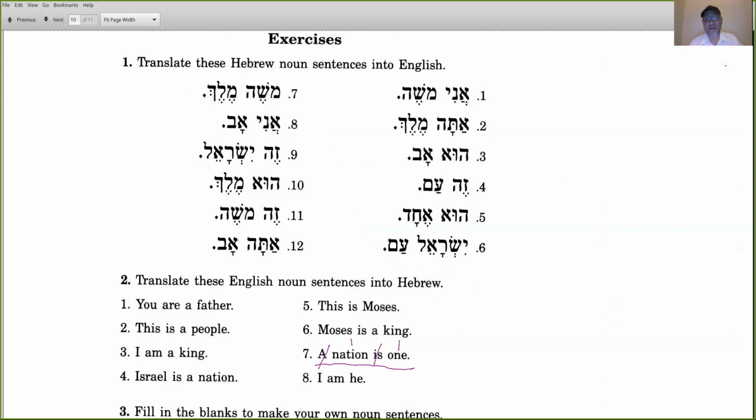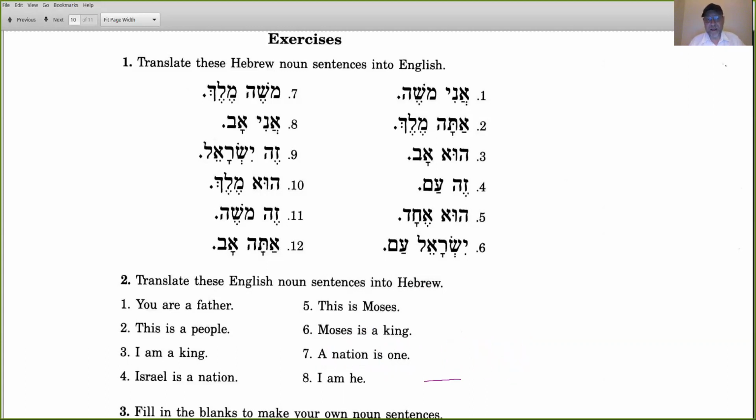So echad. Echad. So we know that nation is am. So let's start out with an ayin, a patach, a mem sofit, and now we need the word echad, which starts out with an aleph, a segol, a chet, kametz, dalet. So echad, a nation is one. That's how that should look in Hebrew.